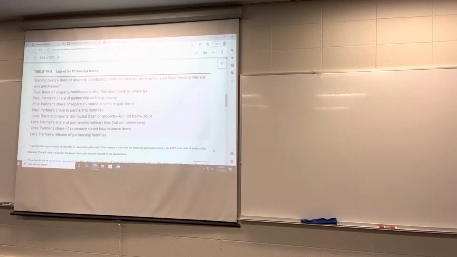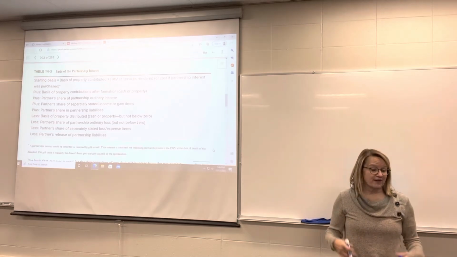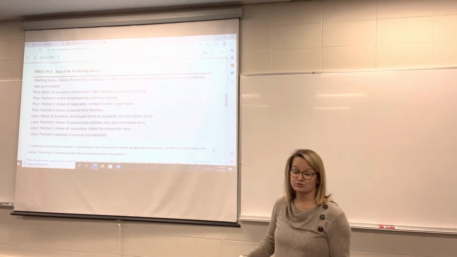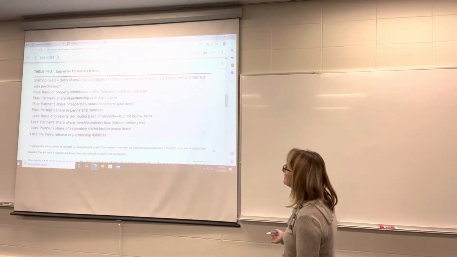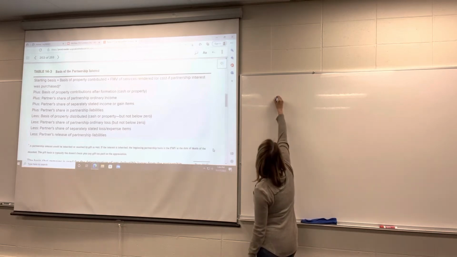Now, here's what we have, and I'm going to write this down in an abbreviated version so we've got it handy. Remember, we already talked about where we start out with regard to basis when we form our partnership. We went through all the contributions that were made, whether it was cash, property, or services. We have our starting point. So our starting basis is first, beginning.